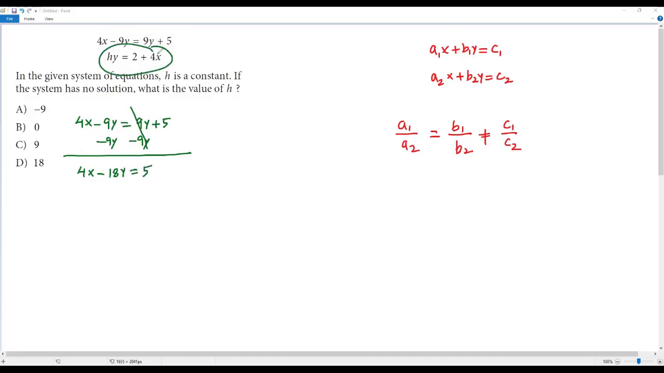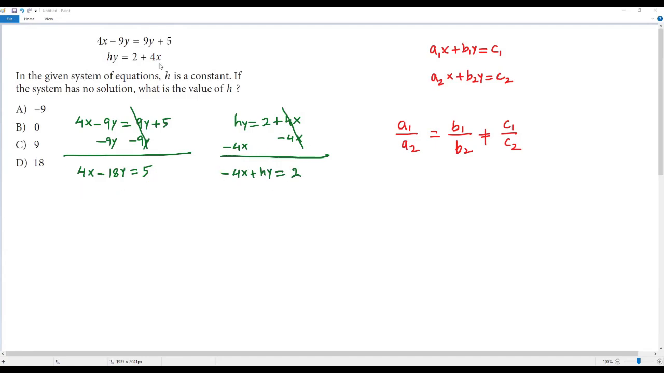Now let me take the second one, that is hy = 2 + 4x. Let me subtract 4x from both sides of this equation. Let me do it. This +4x, -4x will cancel out. I am getting -4x + hy = 2. Now I got both the given linear equations in standard form.